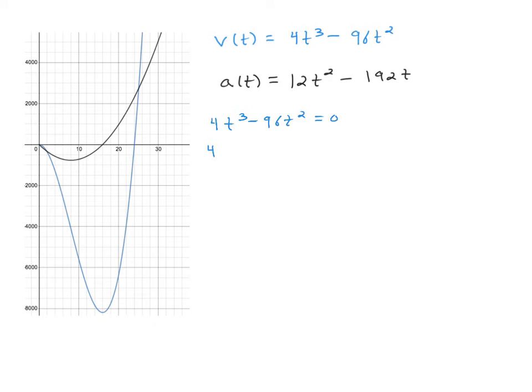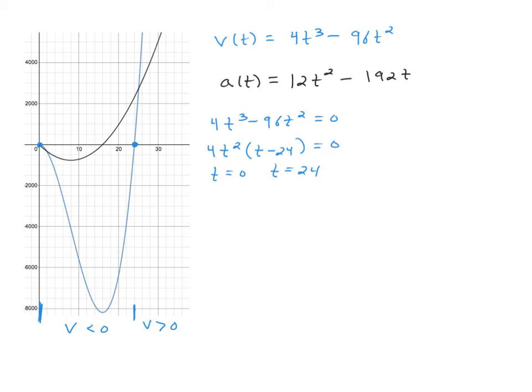If I factor out a 4t squared, what is left over is t minus 24. This is 0 in two places, t equals 0 and t equals 24. So in terms of the velocity, the velocity is negative here, but it is positive here.